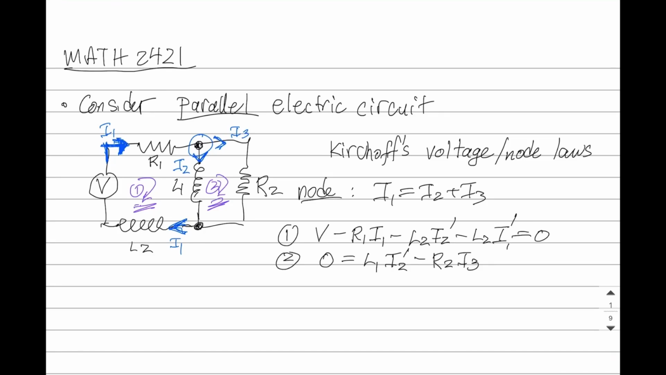So far in the course, we've been talking about single or scalar linear differential equations. Do we need to consider anything more? As a motivation, let's talk about what's called a parallel electric circuit.